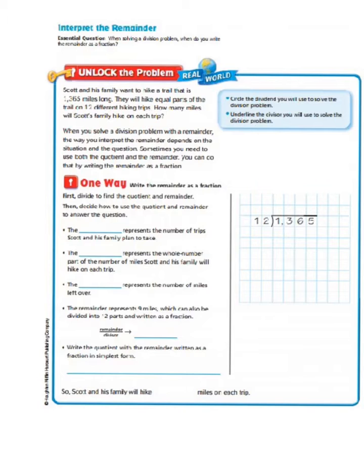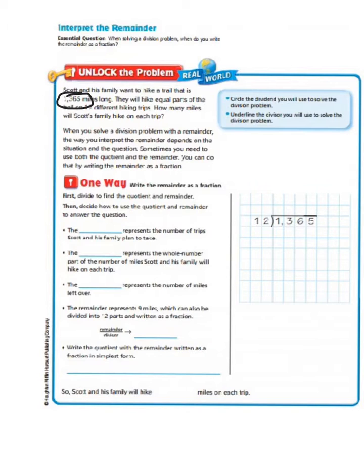Well, it says that it is a total of 1,365. So we know that when we are working with a division problem, when we start with our total, that then becomes our dividend. Then it says that they will hike equal parts, because it says to underline the divisor you will use to solve the division problem.